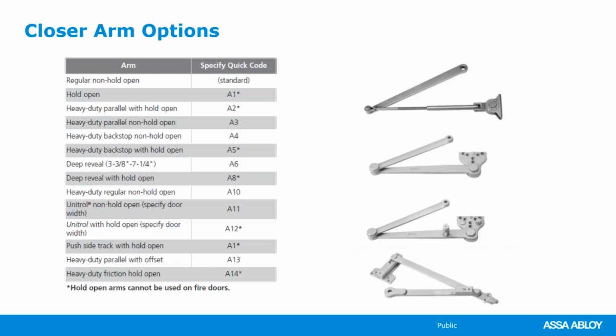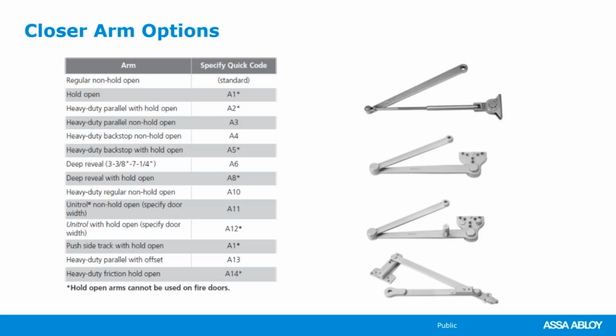When we look into the specification world, I'm going to compare the arms to the LCN arms because LCN writes a lot of specifications and everyone's familiar with them. They have a heavy-duty parallel arm, which they call their EDA or extra duty arm. That's our A2 and A3. Our A2 has hold open, our A3 does not. Our A4 and A5 arms are our heavy-duty, what we call our backstop arms. Their backstop arms are their cush. So their cush arm is our A3 and A4. We can do that with hold open, without hold open.